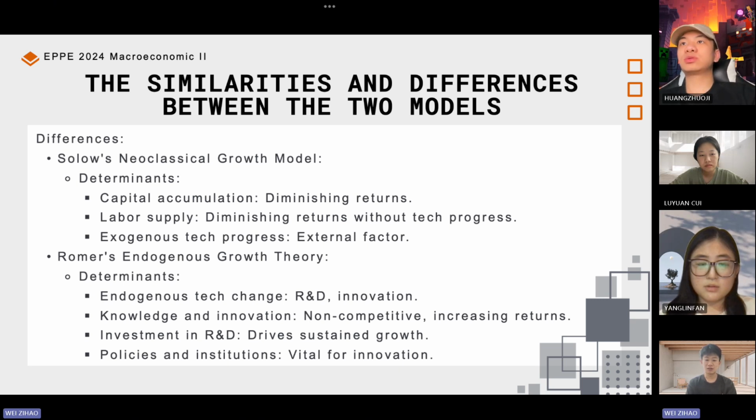The difference in explaining long-term economic growth for technological progress: Solow is exogenous technological progress. Romer is endogenous technological progress driven by R&D and knowledge accumulation. For returns to capital, Solow has diminishing returns to capital accumulation. Romer has non-diminishing returns to scale due to knowledge accumulation and innovation. Okay, next page.